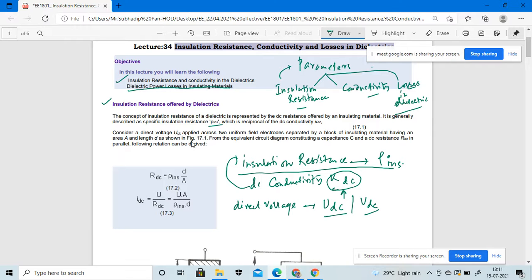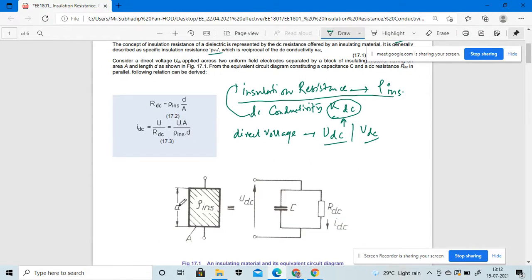Suppose one area will be considered as A, and this particular area has a length of D, as shown in this figure. So this we will consider as one particular electrode, having an insulating resistance. The depth or the diameter, we can say, or the length of this particular electrode we will consider as D.